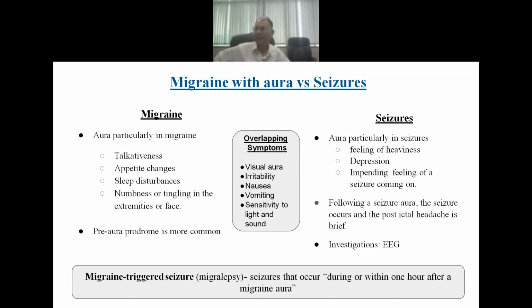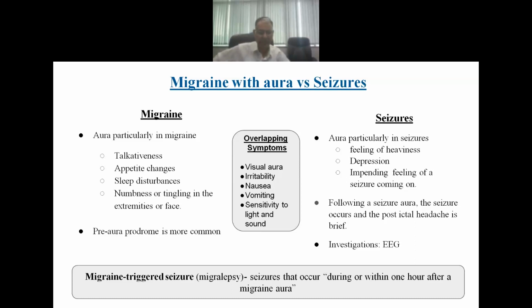Following a seizure, the seizure occurs and the post-ictal headache is brief. Of course, post-ictal headache is very common in cases of epilepsy or seizures, but not pre-ictal. Pre-ictal aura, of course, will be there, and after that the patient goes into sleep, and when he gets up after 5 or 6 hours, he has an attack of headache. So don't confuse that with an attack of migraine. And for investigations, of course, we go for EEG, electroencephalogram. Then probably you will be able to pick up the diagnosis of epilepsy.